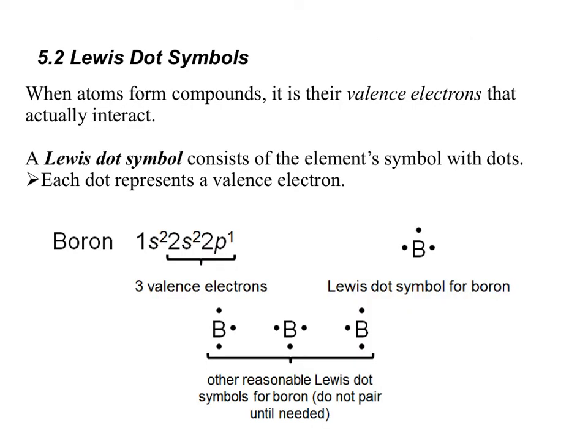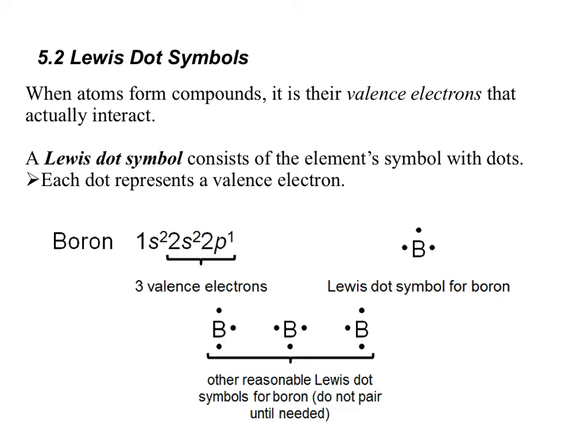Lewis dot symbols. When an atom forms compounds, it is their valence electrons that actually interact. A Lewis dot symbol consists of the element's symbol with dots. Each dot represents a valence electron. So for example, boron, with an electron configuration of 1s2, 2s2, 2p1, has 3 valence electrons. We can draw the Lewis dot symbol as a B and 3 dots to symbolize the 3 valence electrons.